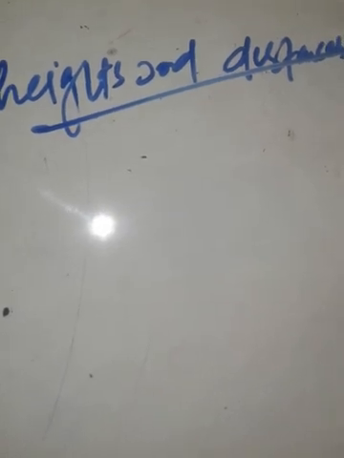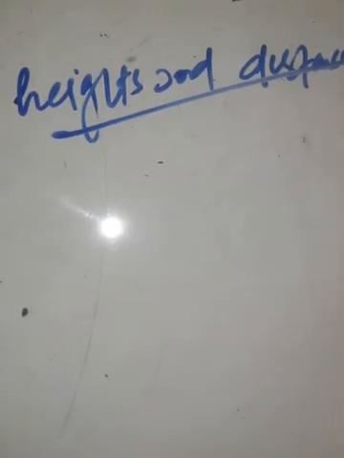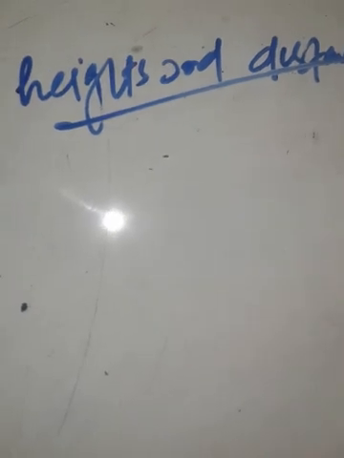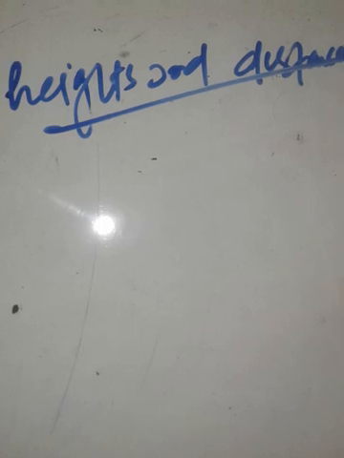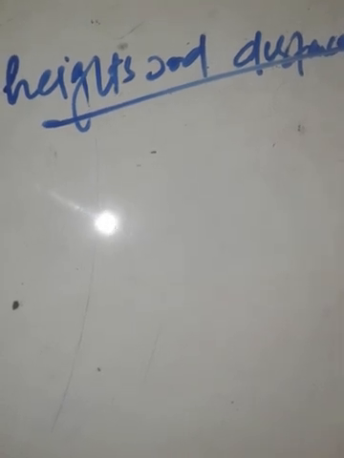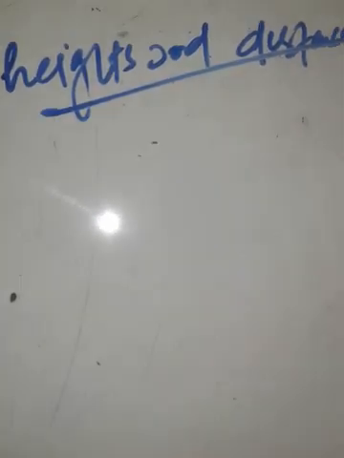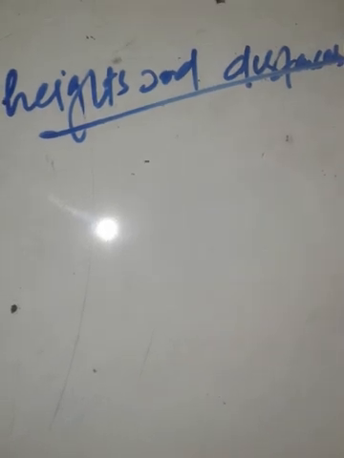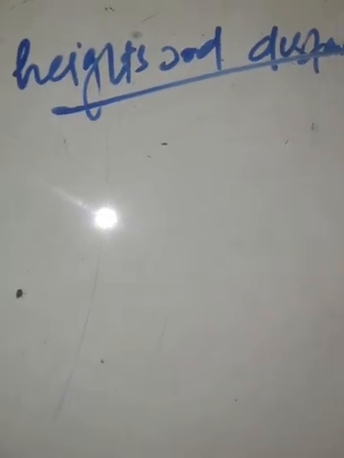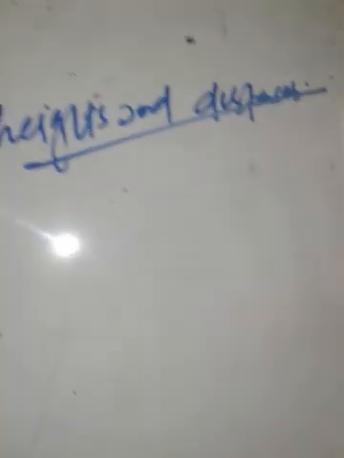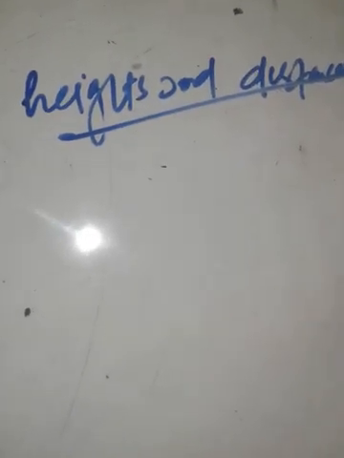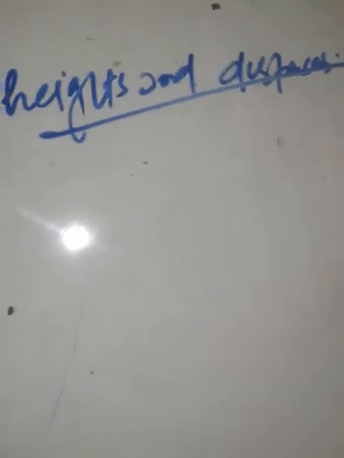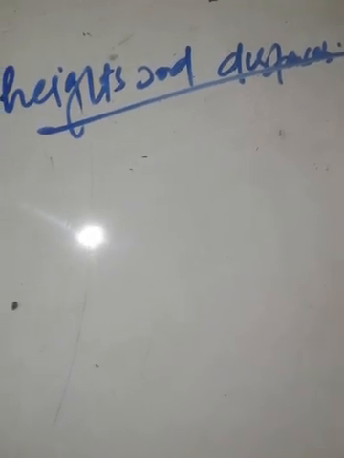We have completed eight parts of this chapter, and we have completed some basic concepts, all the exercises and some textual questions. I hope you have understood them all. Now the last topic of this chapter is heights and distance. To study heights and distance, first of all we must have some idea about the angles known as the angle of elevation and angle of depression.